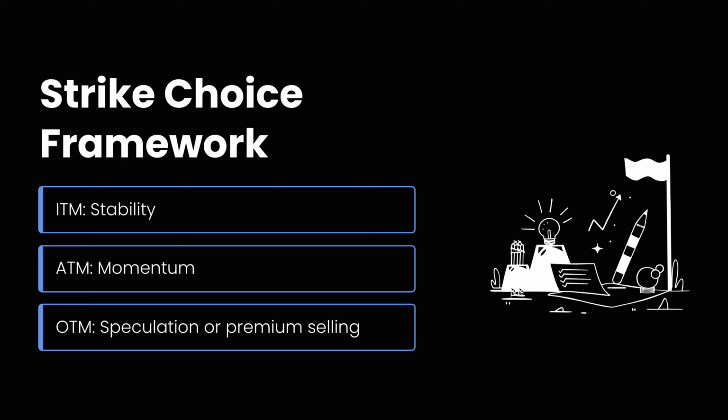So your strike choice should match your expectations. ITM, higher probability, slower decay. ATM, fast movement needed, higher risk. OTM, speculative or for premium selling. Strike price isn't about picking the cheapest contract. It's about choosing the one that aligns with your trading thesis. With the strike chosen, you're ready for the final piece of the framework.